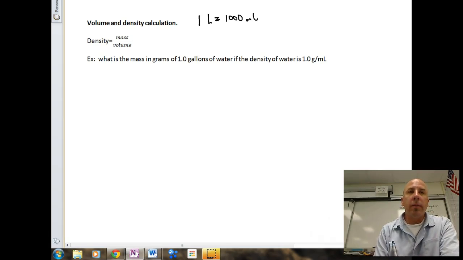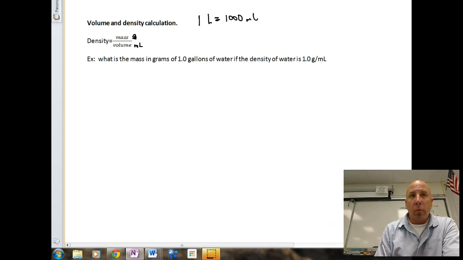So density of a substance is equal to the mass of the substance, typically measured in grams, over the volume of the substance, typically measured in milliliters, unless we're talking about gases, which then it'll be grams per liter. So what we're going to do is take a look at this problem that incorporates a couple different things here. Simple conversion plus using the density formula.